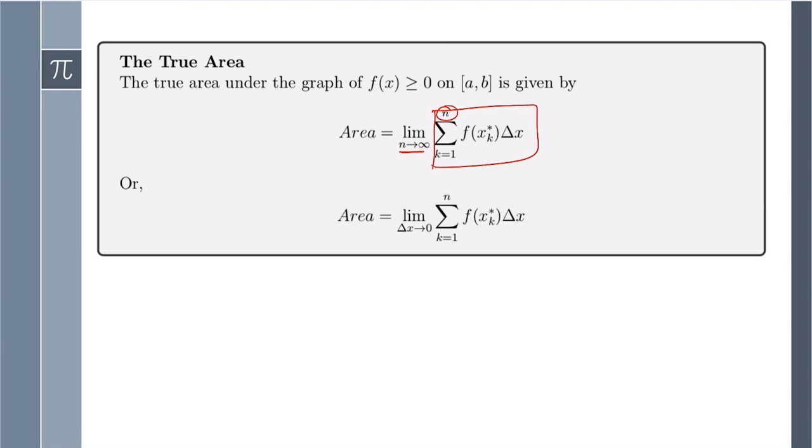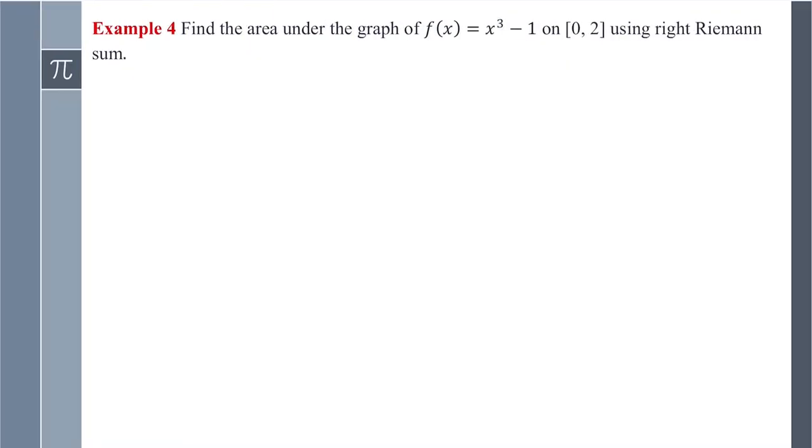So let's look at one problem on this, and then we'll stop the video for today after doing this problem. Here the function is again x cubed minus 1, and we are going to evaluate the area under the curve on the interval 0 to 2. We are going to find the exact one. We are going to use the right Riemann sum here, and then we'll take the limit. So again, the first thing we are going to do is find the width of the rectangle, delta x, which is b minus a over n.